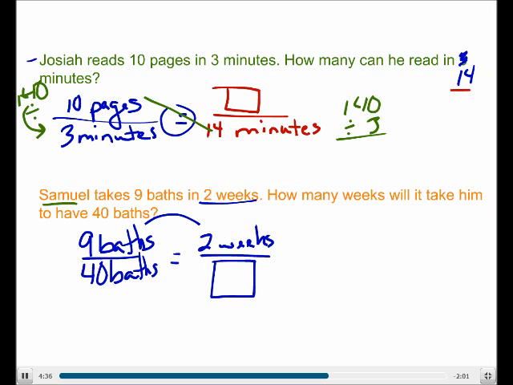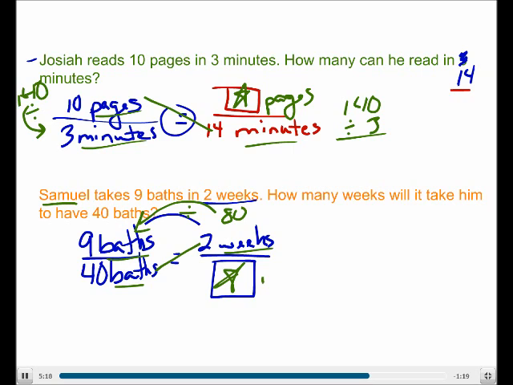And let's look down here at Samuel. Samuel takes 9 baths in 2 weeks. Well, I'm still going to cross multiply, 40 times 2, 80, and divide by this last number, 80 divided by 9. No, I'm not going to give you the answer. I've learned my lesson. So please find those two answers, what belongs in these boxes right here. And I want you to correctly label them. Minutes, minutes, pages, pages. Baths, baths, weeks, weeks.